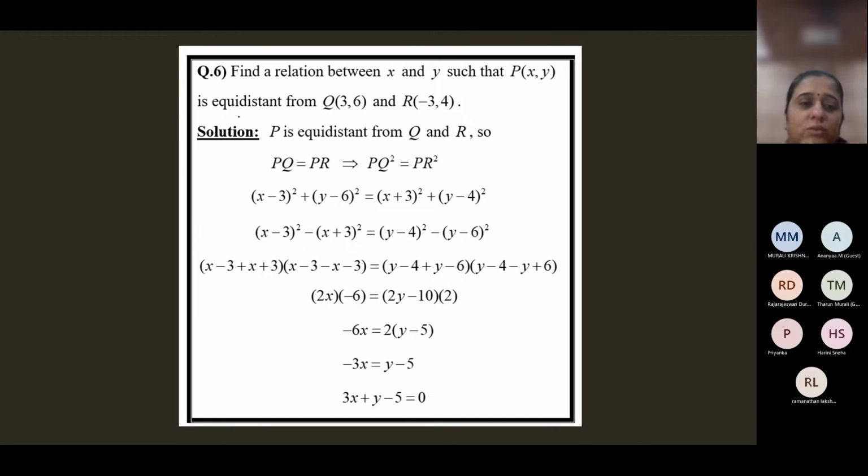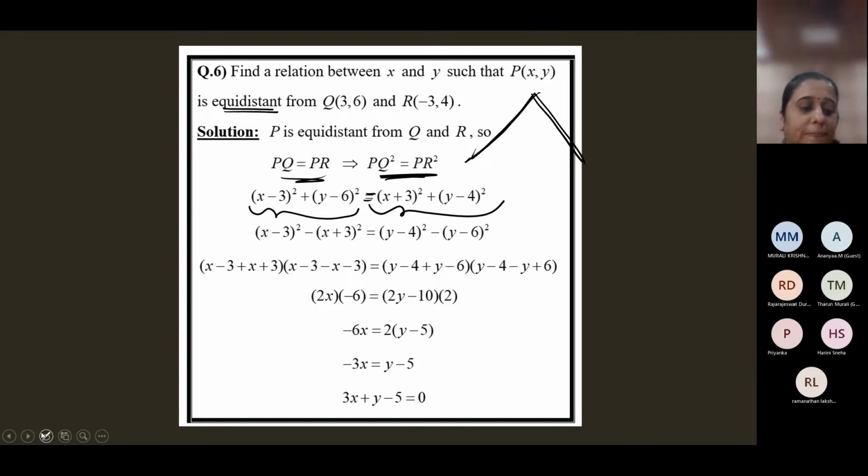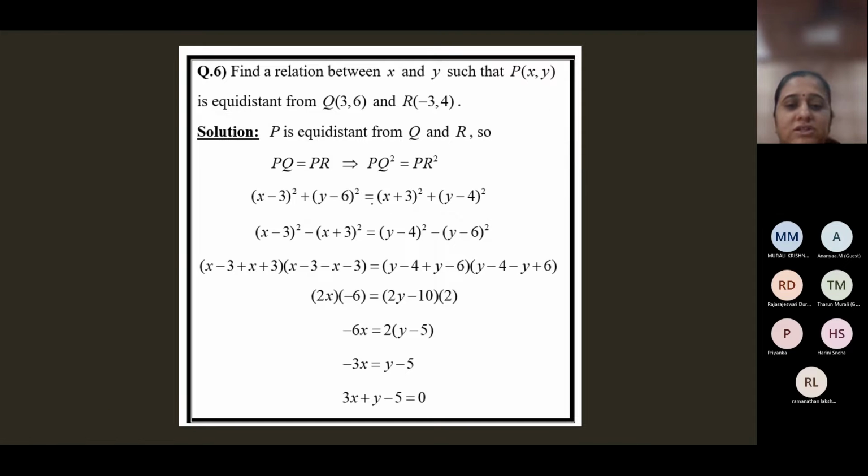So whenever the term equidistant is used, P is equidistant from Q and R does not mean that P is the midpoint of QR. No, PQ is equal to PR. That's the condition. So when you square, you get PQ square is equal to PR square. We are working with that condition. So this is PQ square and this is PR square.